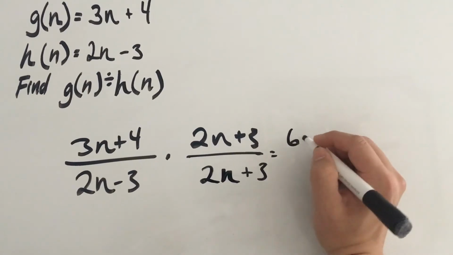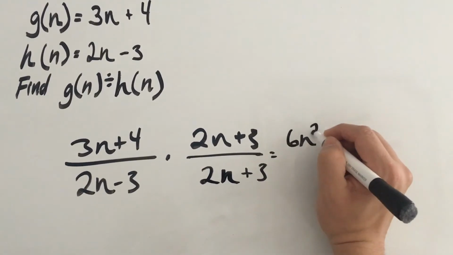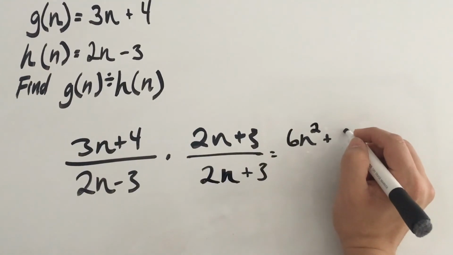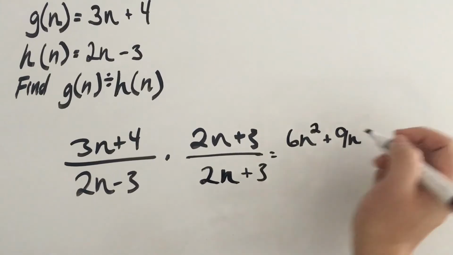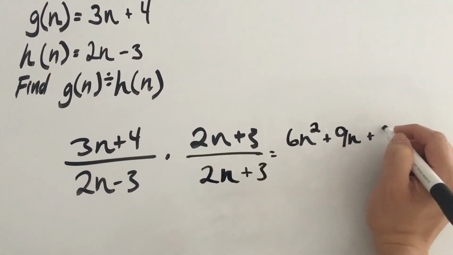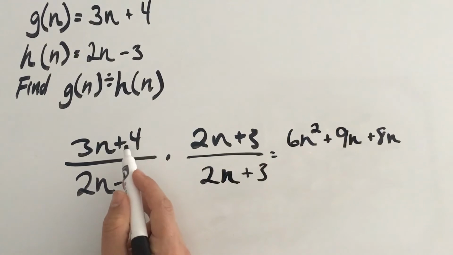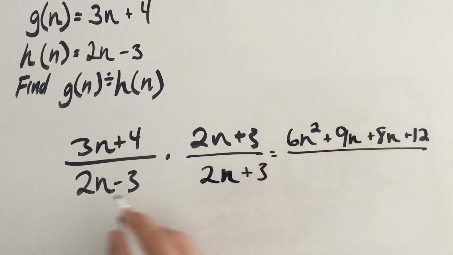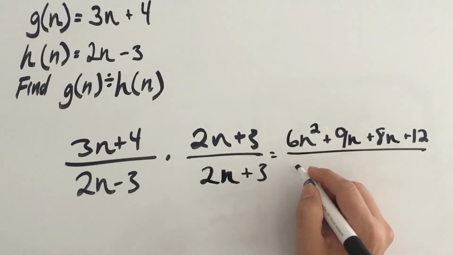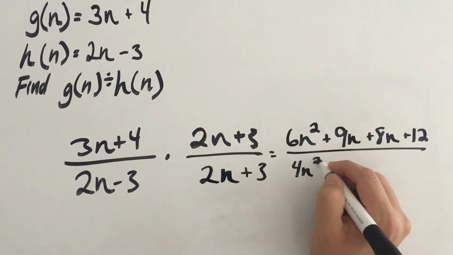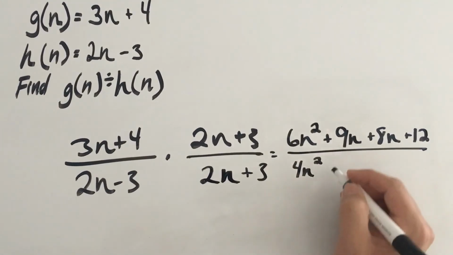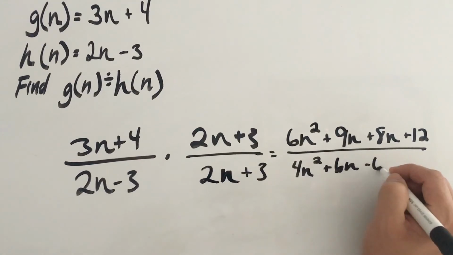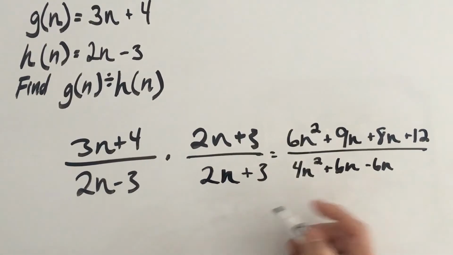It's going to give us 6n squared. 3n times 3. We got 9n. Then we have 4 times 2n. Positive 8n. And 4 times 3. Positive 12. Now if we go to our bottom, we have 2n times 2n. It's going to be 4n squared. 2n times 3. Positive 6n. Negative 3 times 2n. Negative 6n. And negative 3 times 3, negative 9.